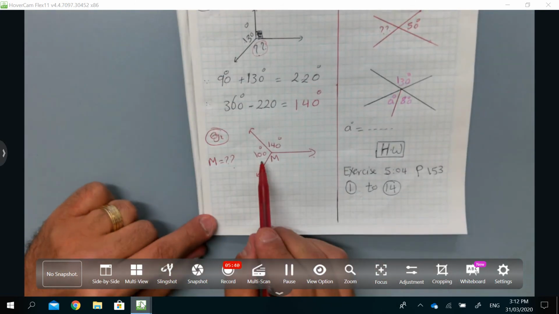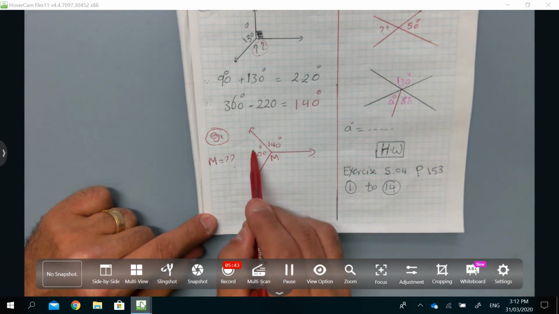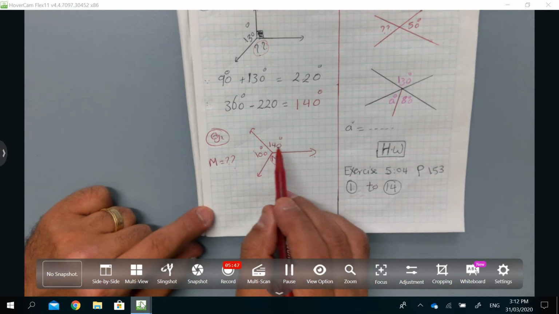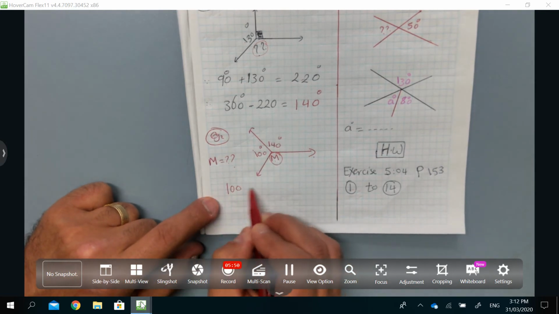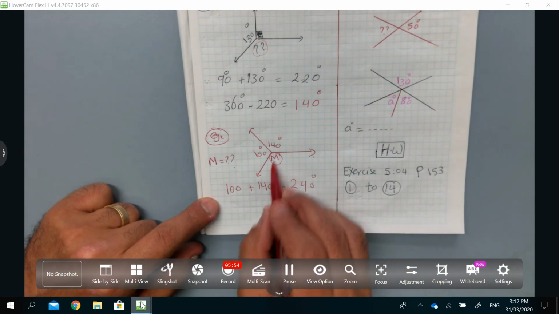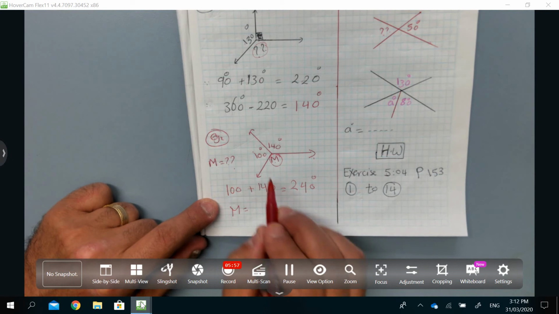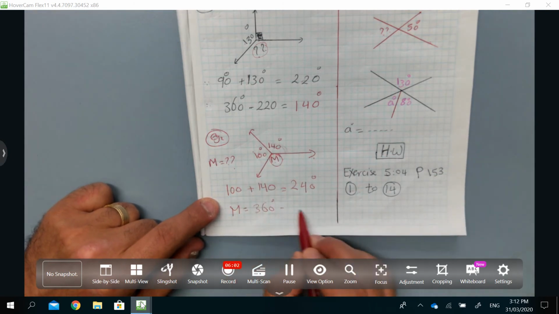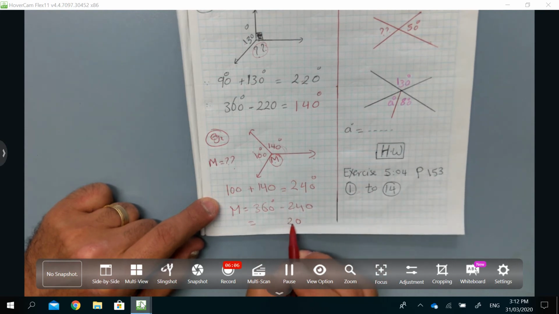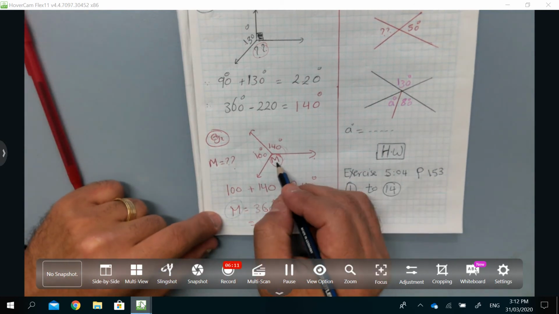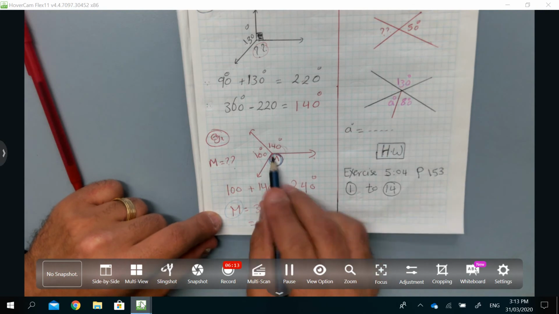We move on. Here you are given 3 angles and you need to find M. So what you need to do is add up 100 plus 140, and you get 240 degrees. And then how do you find M? We know that the total angle here is 360, minus 240, you get 120 degrees. So angle M will be 120 degrees.